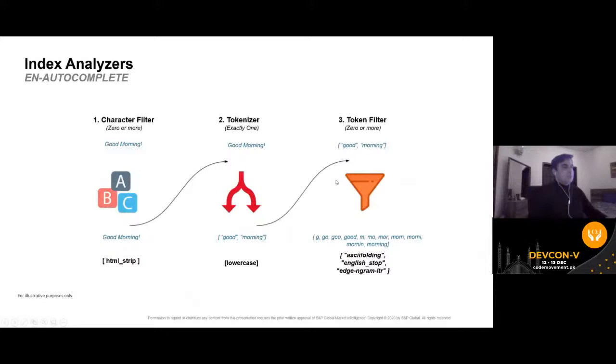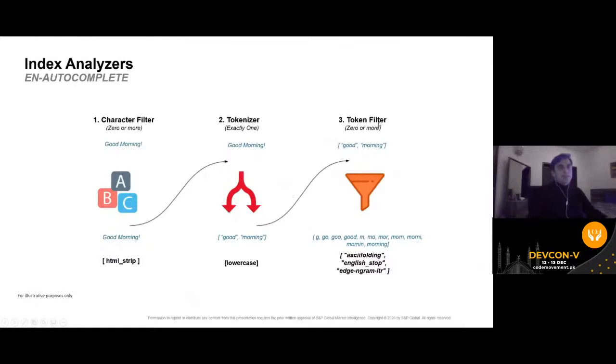So the last one is edge n-gram autocomplete. If you have looked at Google, as you start typing something, it starts suggesting something to you. That is the autocomplete feature. So if you look here, this is an autocomplete analyzer. It consists of an HTML strip character filter, a lowercase tokenizer, which is more or less exactly the same as the standard analyzer, but it also converts the uppercase into lowercase.